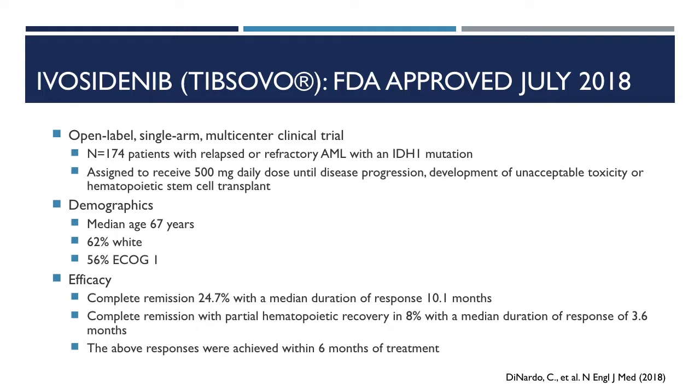Complete remission with partial hematopoietic recovery in 8% of their patients with a median duration of 3.6 months. And all of the above responses were achieved within the first 6 months of treatment. So these numbers don't sound great, but when you think about the fact that patients who aren't receiving any treatment for their relapsed or refractory AML could only live for about 4 months, we're extending that to between 6 and 9 with this medication.